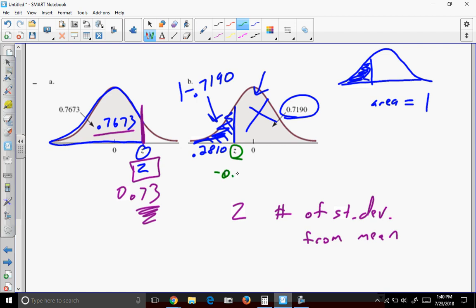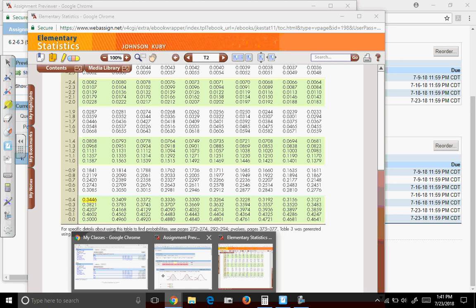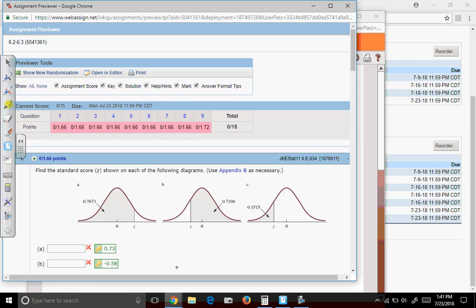Negative 0.58. That's the z value that has this much area to the left, which is like saying that much area to the right. So that z value has that much on one side, that much on the other. So that's what they were looking for in that first problem.